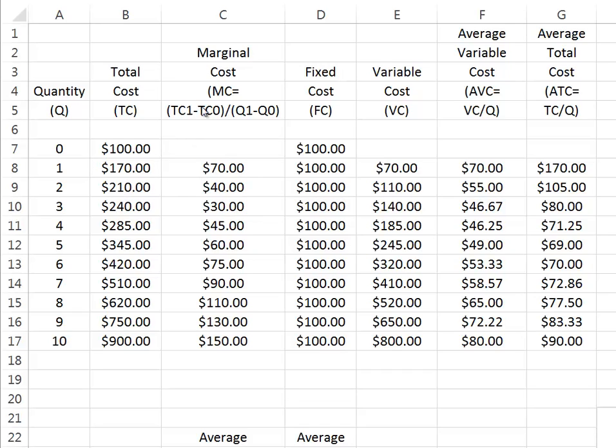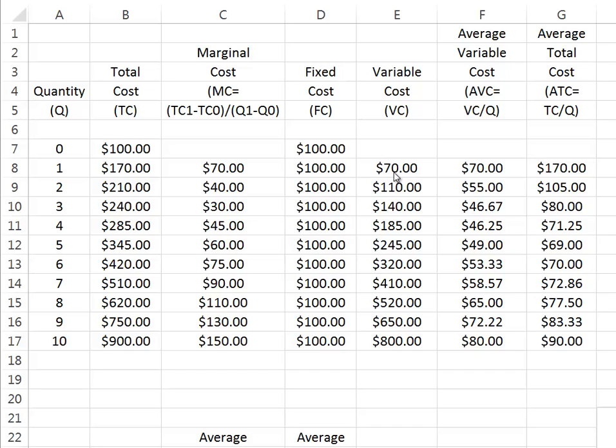Let's do it again here. So for the next one, the new total cost minus the old would be 210 minus 170, which is equal to 40. 40 divided by 2 minus 1 is 40 divided by 1, which is 40. So just keep on going all the way down there. 240 minus 210 divided by 3 minus 2 is 30 divided by 1, and you can keep on going down there. Fixed costs do not change with output, so that's going to be 100 all the way down.